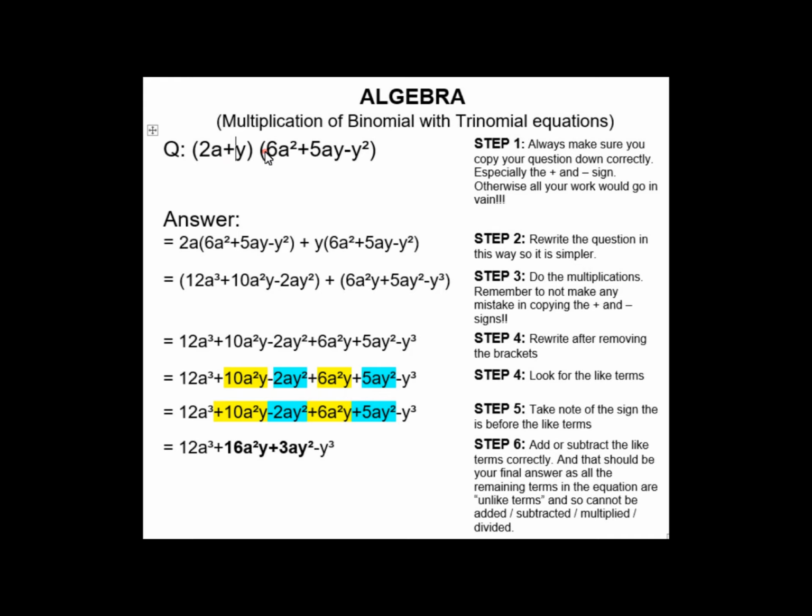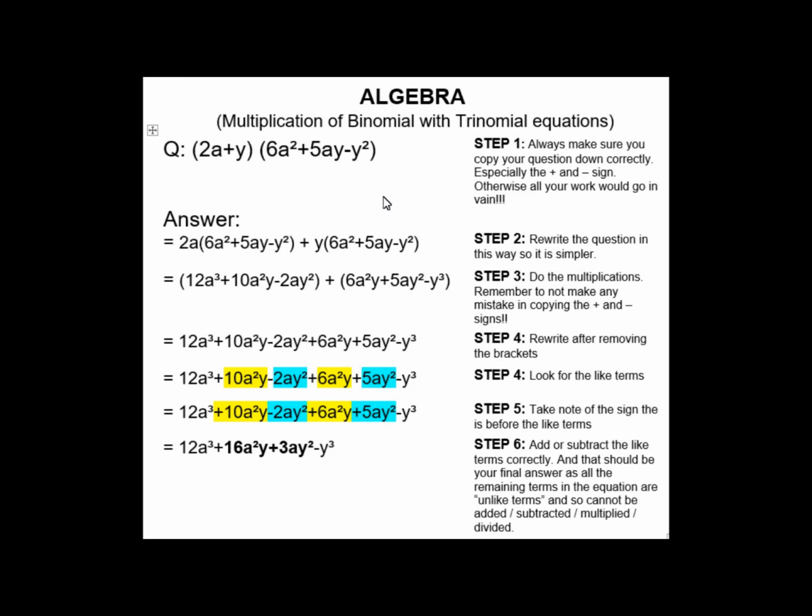And this is a trinomial equation because it has three terms. The first term being 6a square, the second one being 5ay, and the third is y square. Because this equation has three terms, it's called a trinomial equation.